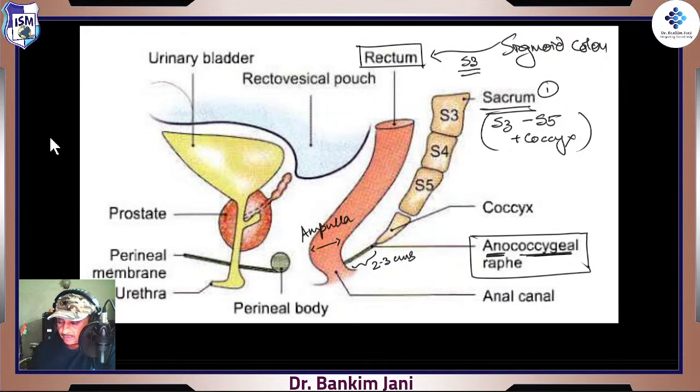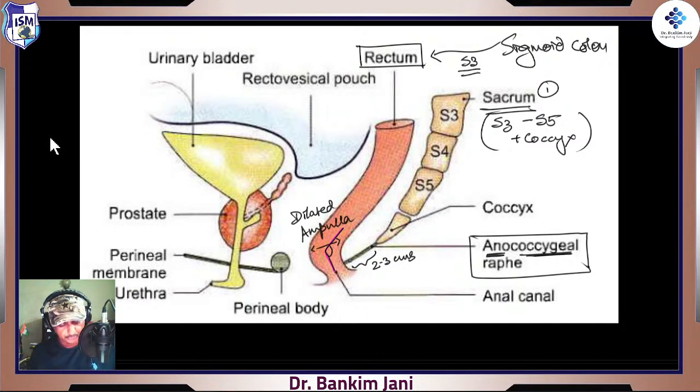And you can appreciate that there is an angle, which is called the anorectal angle, the angle between the long axis of the anal canal and the long axis of the rectum. That angle is because of the pull of the puborectalis, so we'll understand that as we proceed. But just understand this ampulla is the dilated portion.